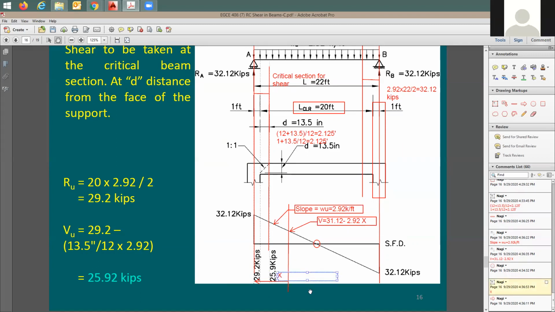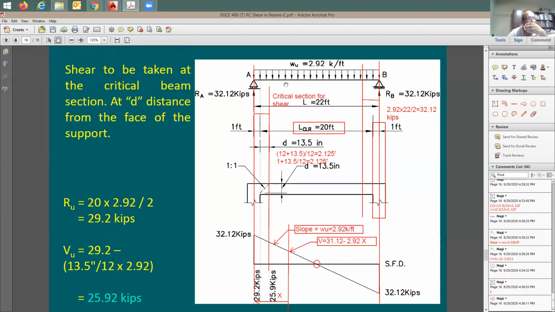Professor, how did you get the resultant again? The resultant is going to be the total load divided by 2. 2.92 uniform load multiplied by 22, divided by 2, because you have 2 supports and you have symmetry, they're going to be exactly equal to each other. Thank you. No problem.